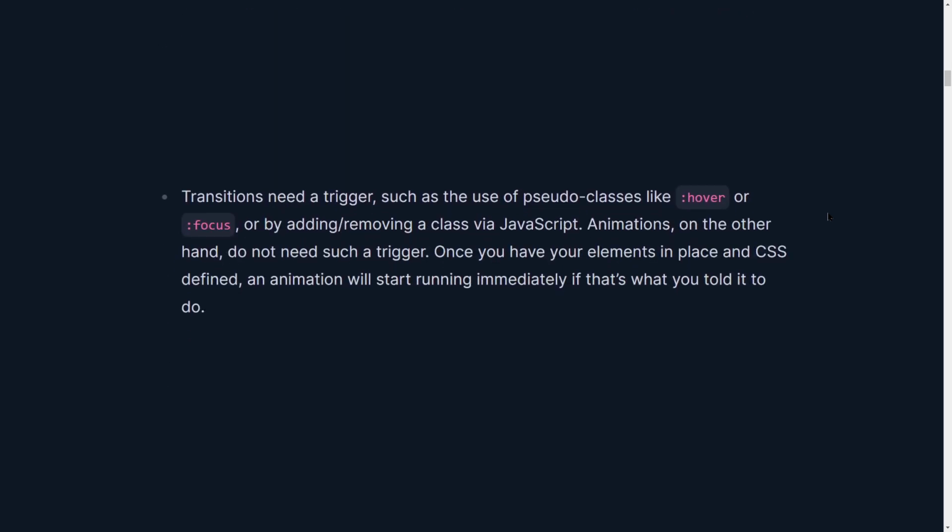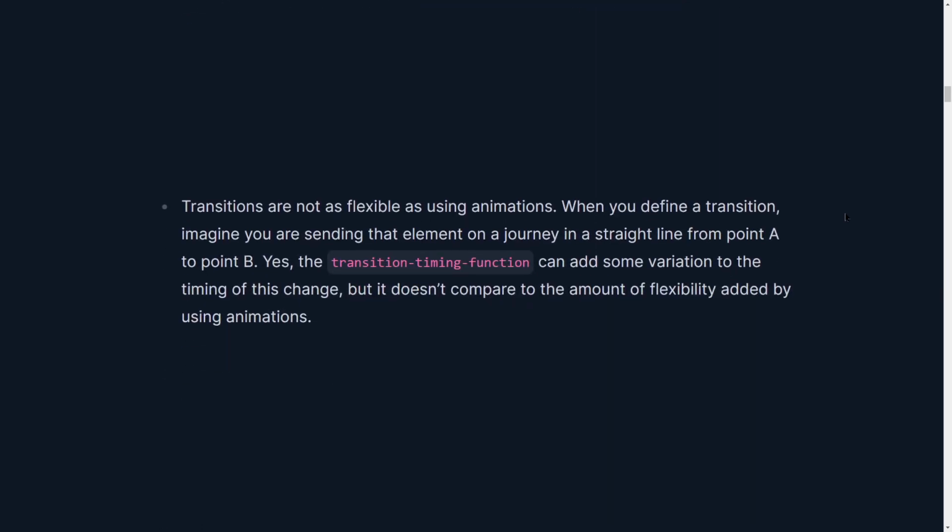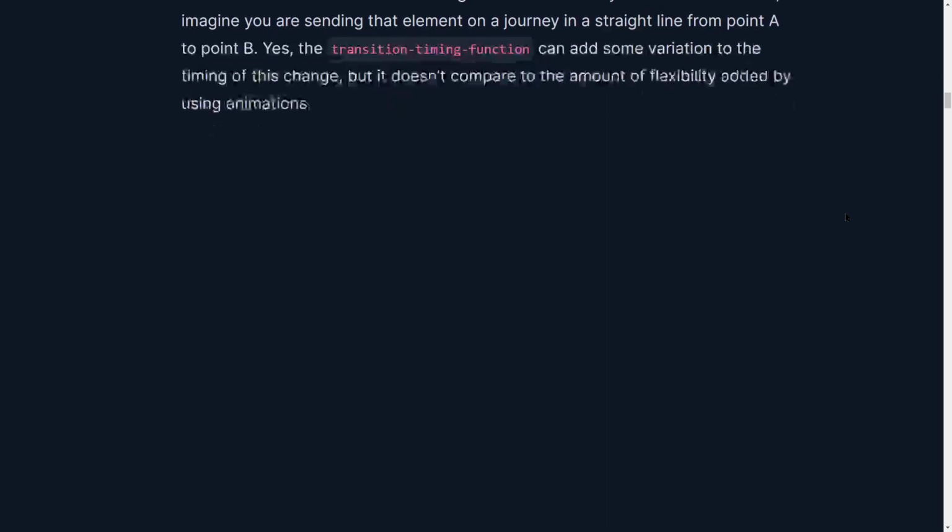Transitions need a trigger, such as the use of pseudo classes like hover or focus, or by adding or removing a class via JavaScript. Animations, on the other hand, do not need such a trigger. Once you have your elements in place and CSS is defined, an animation will start running almost immediately, if that's what you told it to do. Transitions are not as flexible as using animations. When you define a transition, imagine you are sending that element on a journey in a straight line from point A to point B. Yes, the transition timing function can add some variation to the timing of this change, but it doesn't compare to the amount of flexibility added by using animations.